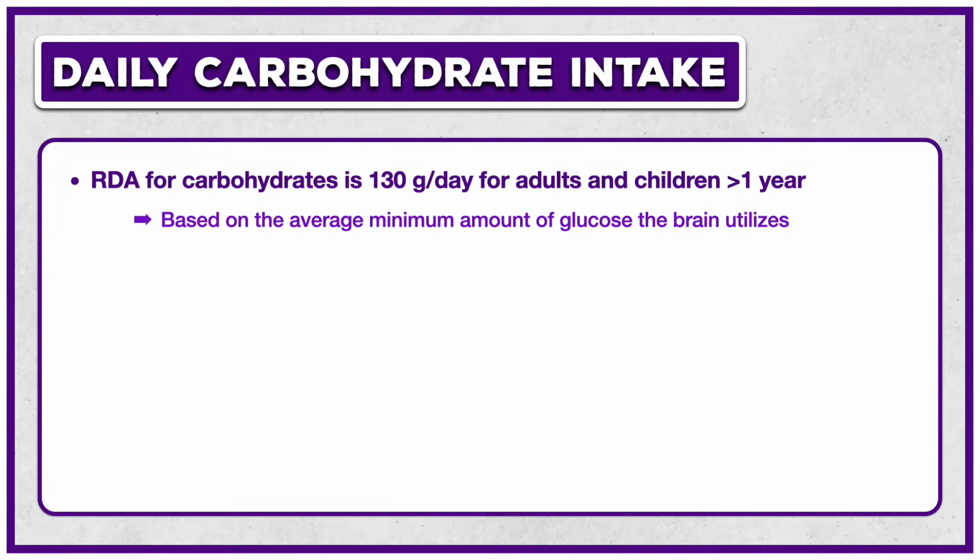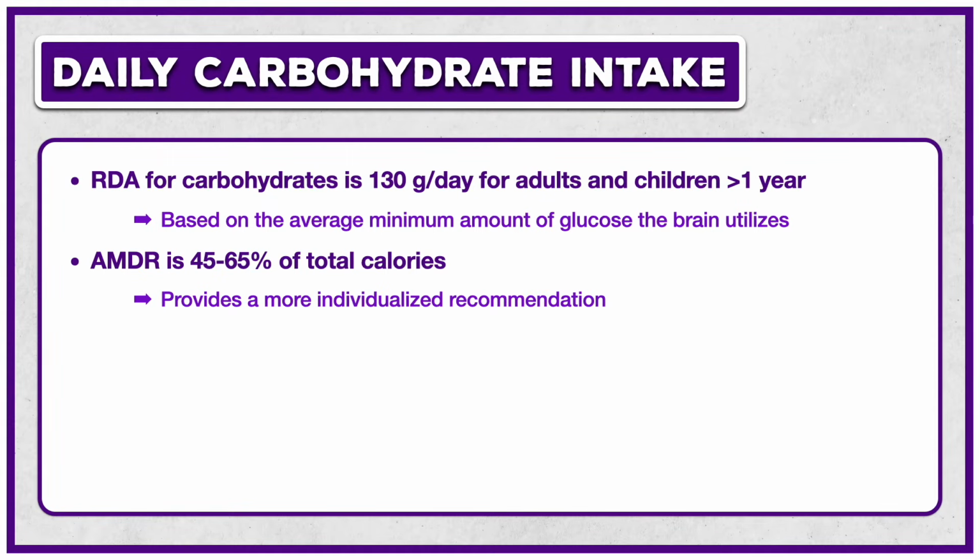According to the National Academies, this recommendation is based on the average minimum amount of glucose the brain utilizes. A diet that provides less than the brain needs can produce effects like dizziness, difficulty concentrating, lethargy, and irritability. That is, unless there's chronic carbohydrate restriction that leads to a state of ketosis, which is unfortunately beyond the scope of this course. The National Academies also recommends daily carbohydrate intake within the AMDR of 45 to 65% of total calories.